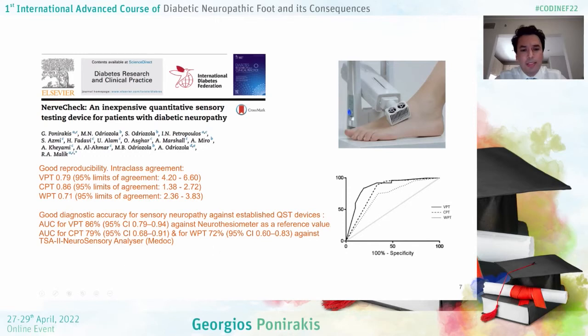When we compare it against the neurothesiometer as a gold standard method, the area under the curve of the NerveCheck for vibration perception threshold was 86%. And when we use the TSA2 neurosensory analyzer as a gold standard method for warm and cold perception threshold, the area under the curve of the NerveCheck was 79% for cold and 72% for warm perception threshold.